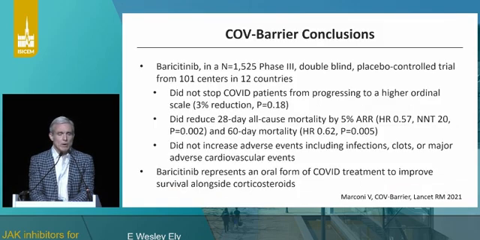So in conclusion, baricitinib in this 1,525 patient double-blind placebo-controlled trial from 101 centers in 12 countries did not stop COVID patients from progressing to a higher ordinal scale. There was a 3% difference at a p-value of 0.18. It did reduce 28-day all-cause mortality by 5% absolute risk reduction, number needed to treat of 20, and 60-day mortality as well. It did not increase adverse events, including infections, clots, major adverse cardiovascular events, and it represents an obvious adjunctive agent to corticosteroids, I think, along with the IL-6 blockers, which we've discussed earlier.